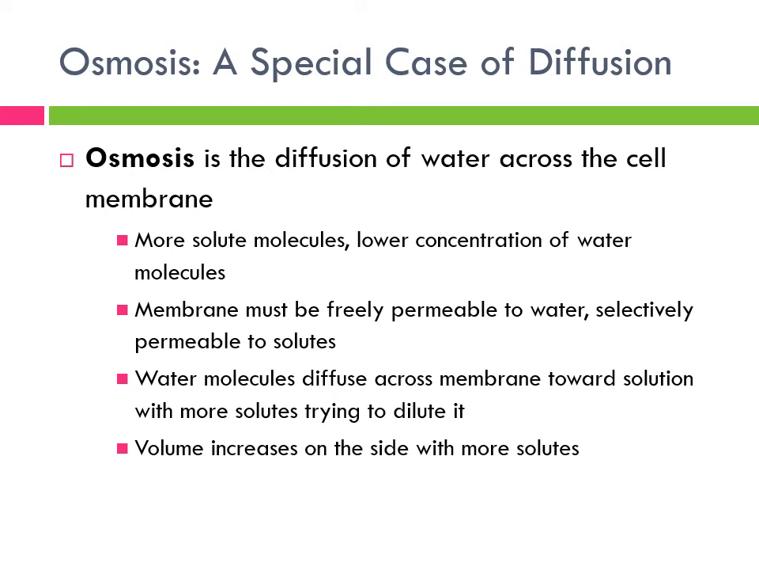In order for osmosis to occur, you must have a membrane that's freely permeable to water and selectively permeable to solutes. The water molecules are going to diffuse across the membrane toward the solution that has more solutes, trying to dilute that solution. Therefore, the volume is going to increase on the side with more solutes. So let's look at this in pictures to make it make more sense.